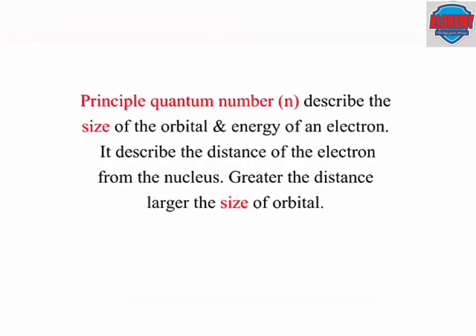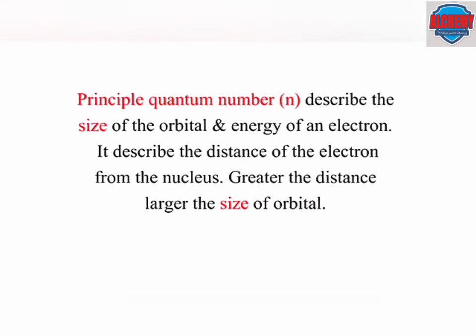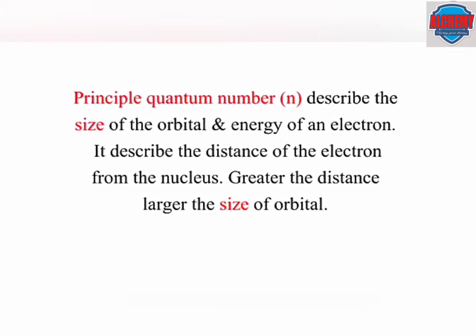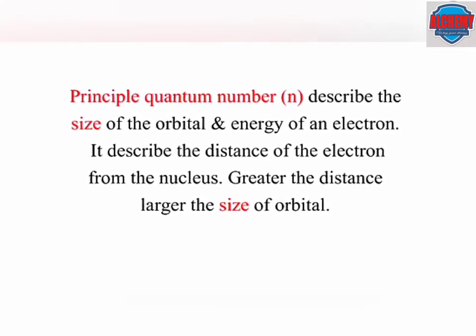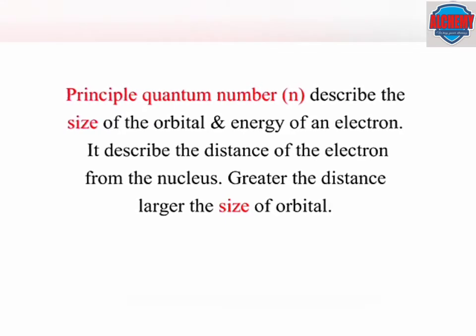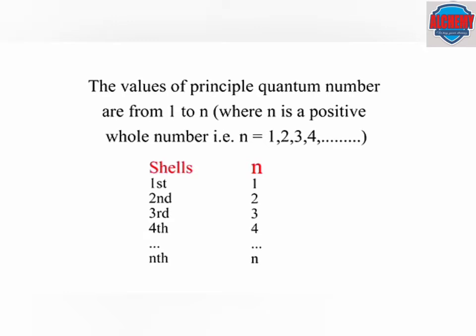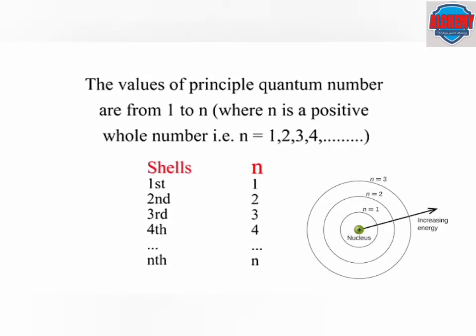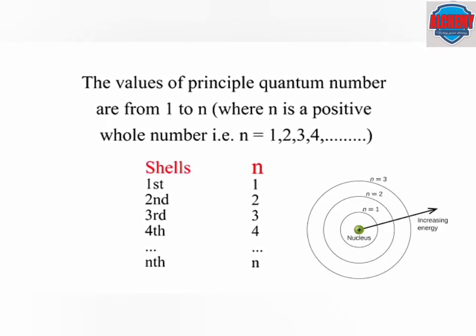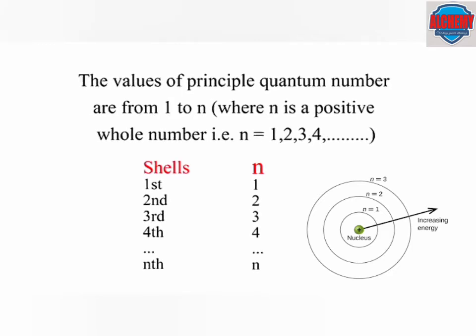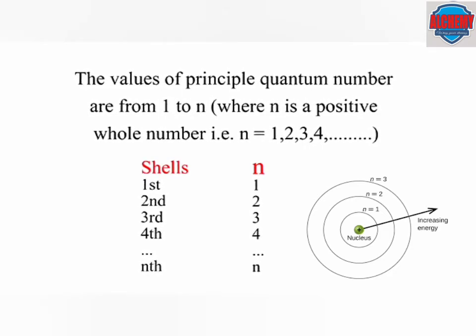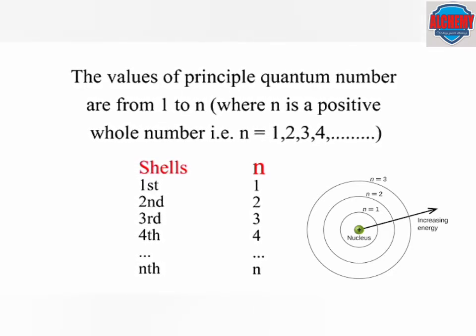The principal quantum number n describes the size of the orbital and energy of an electron. It describes the distance of the electron from the nucleus. Greater the distance, larger is the size of the orbital. The values of principal quantum number n are given here. n equal to 1 represents the first shell, n equal to 2 represents the second shell, n equal to 3 represents the third shell, n equal to 4 represents the fourth shell, and so on.